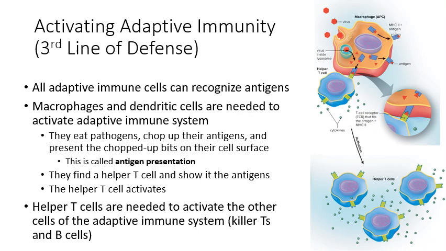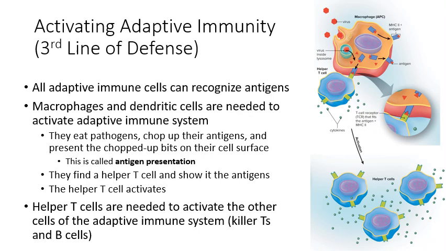Every cell in the adaptive immune system is able to recognize antigens. So it will have a receptor on it that basically looks like an antibody and can only bind one particular antigen. In order to turn the adaptive immune system on, it's a really complicated process, and I'm not going to really put that on the test, but we will go over it. So first you have to activate the innate immune system in order to turn on the adaptive immune system.